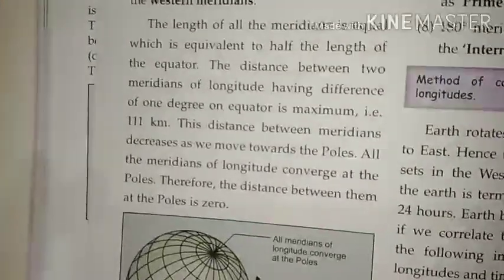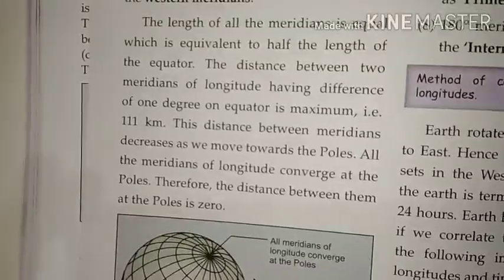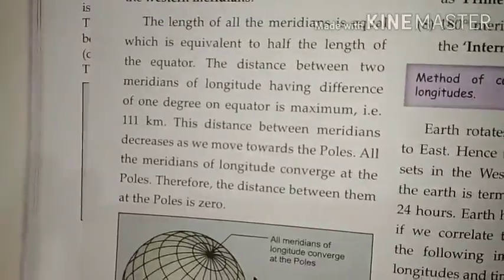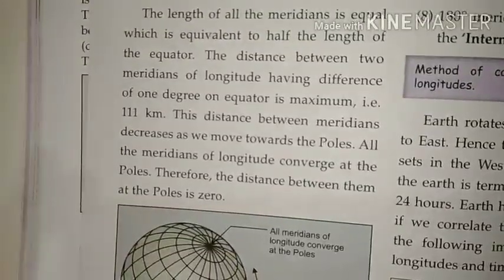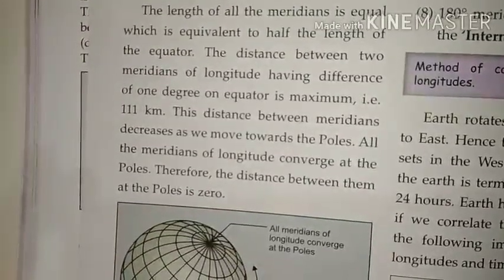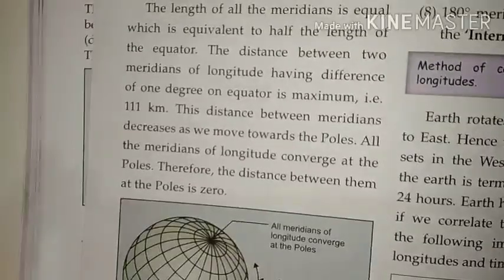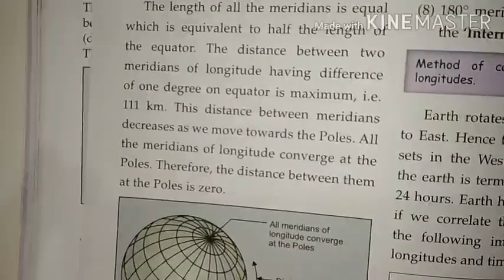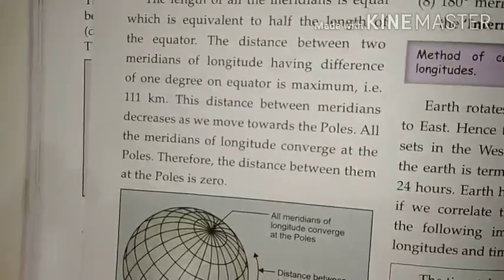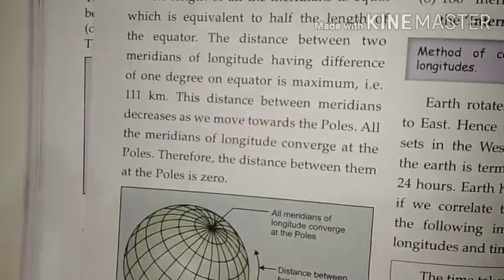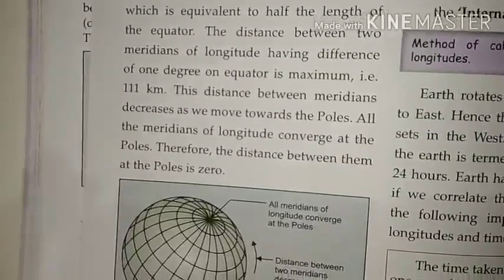The length of all the meridians is equal because each is drawn from the north pole to the south pole. The distance between two meridians of longitude having a difference of 1 degree on the equator is around 111 kilometers, but as we move towards the poles, the distance decreases, and at the north pole and south pole, the distance is 0.